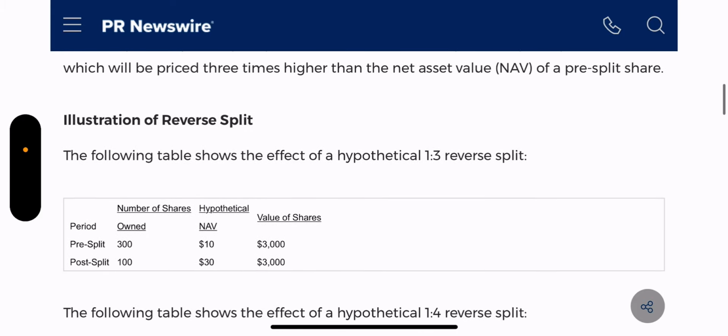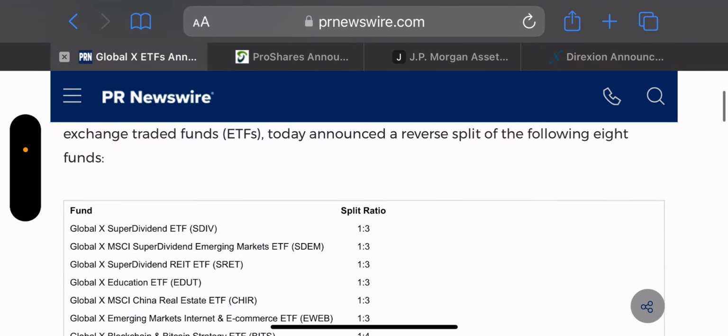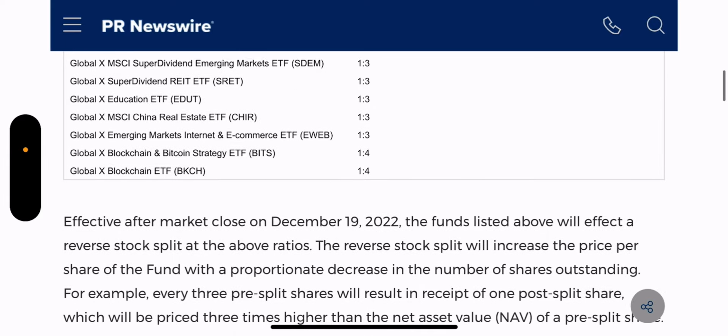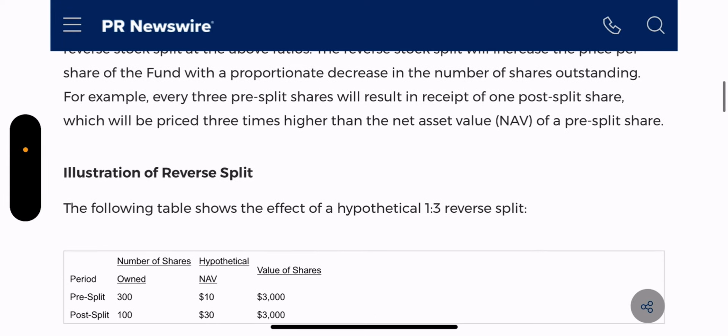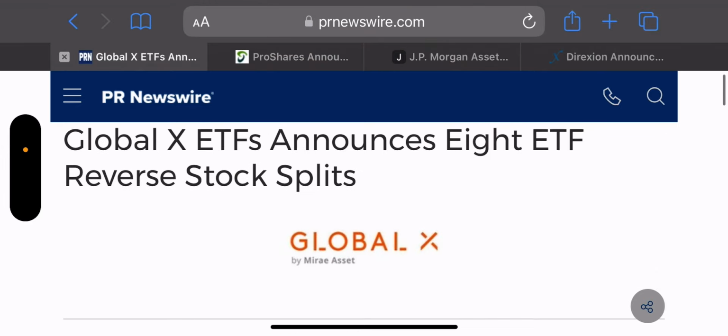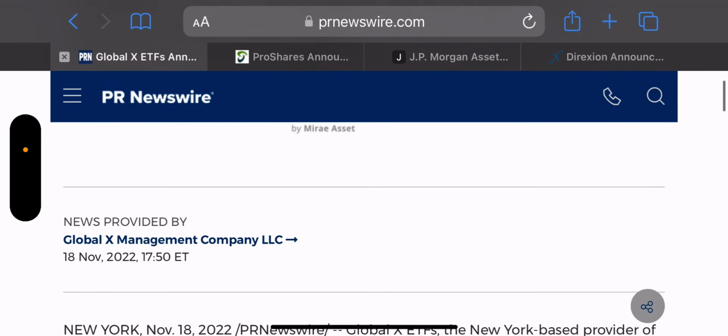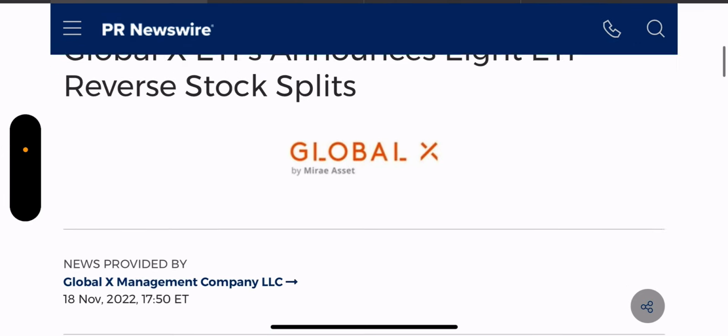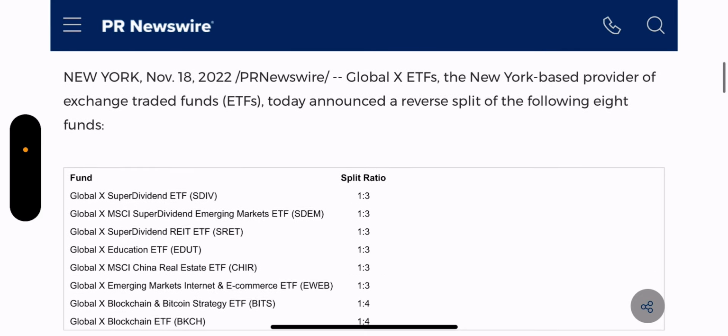So it's not, oh wait, yeah, that's the reverse split. Why is there two sections? Oh, that's the illustration. Okay. So yeah, companies like Global X have plenty of funds that do reverse splits. So this is normal. This is a normal course of action on certain types of funds.